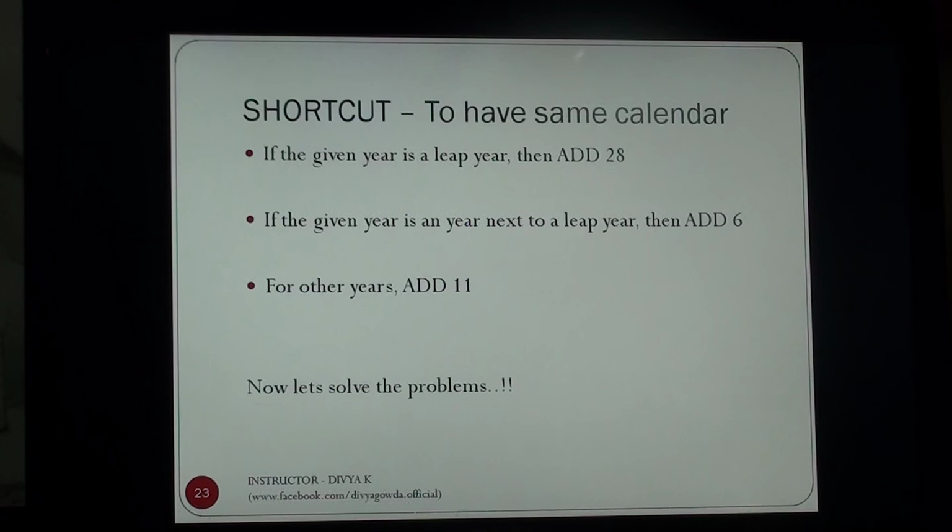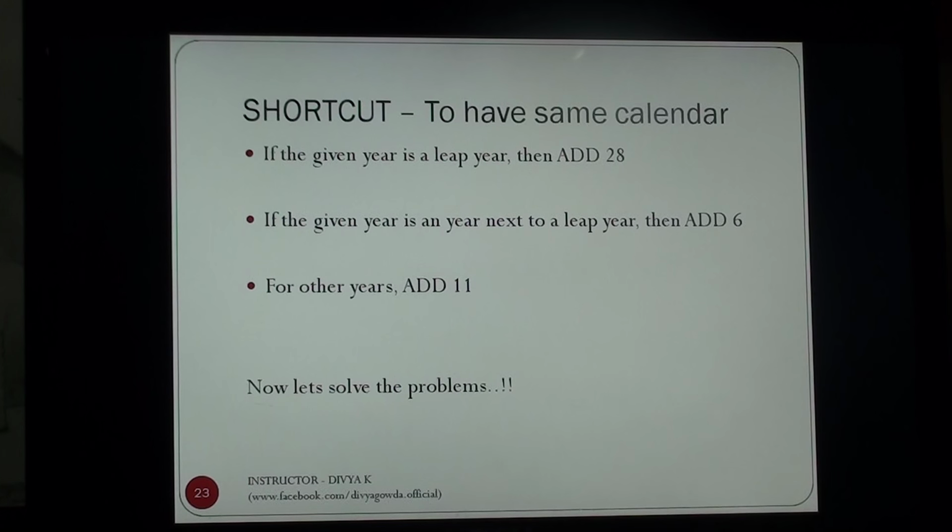What is the shortcut? See, if the given year is a leap year, for example, they give you 2016, 1992 or 1964, anything, if they give a leap year, just add 28 to that. For example, if they ask which year had the same calendar as 2000, 2000 was a leap year, so just add 28. 2028. If you cross check the calendars of 2000 and 2028, they will be exactly similar. So you have to just add 28.